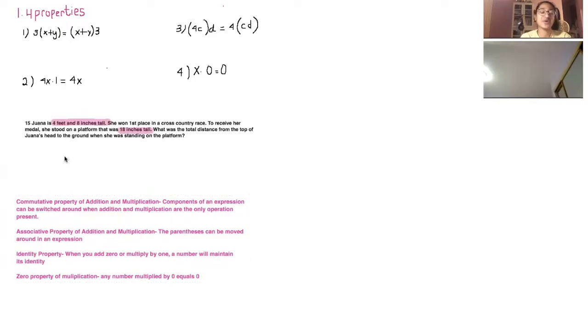So now we're on to our favorite part, the word problem. Juana is 4 feet and 8 inches tall. She won first place in a cross-country race. To receive her medal, she stood on a platform that was 18 inches tall. What was the total distance from the top of Juana's head to the ground when she was standing on the platform? So, Juana is 4 feet and 8 inches tall.